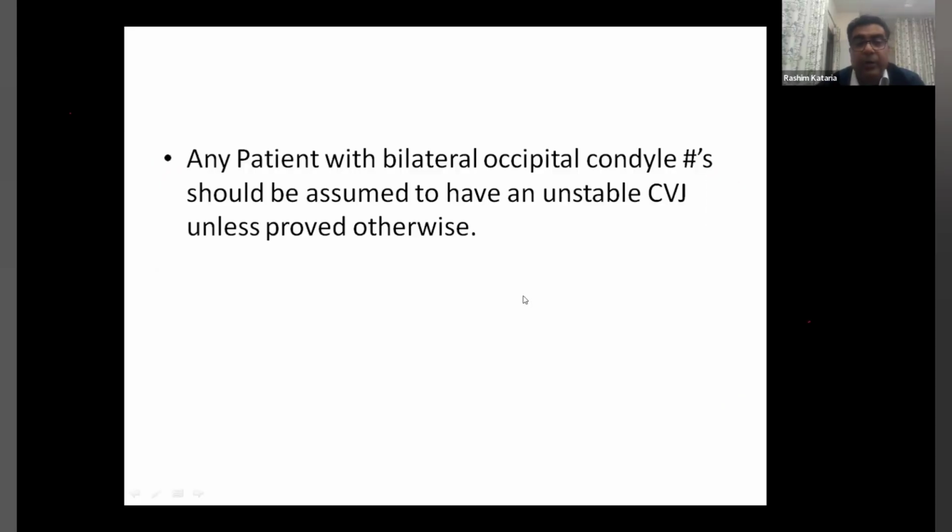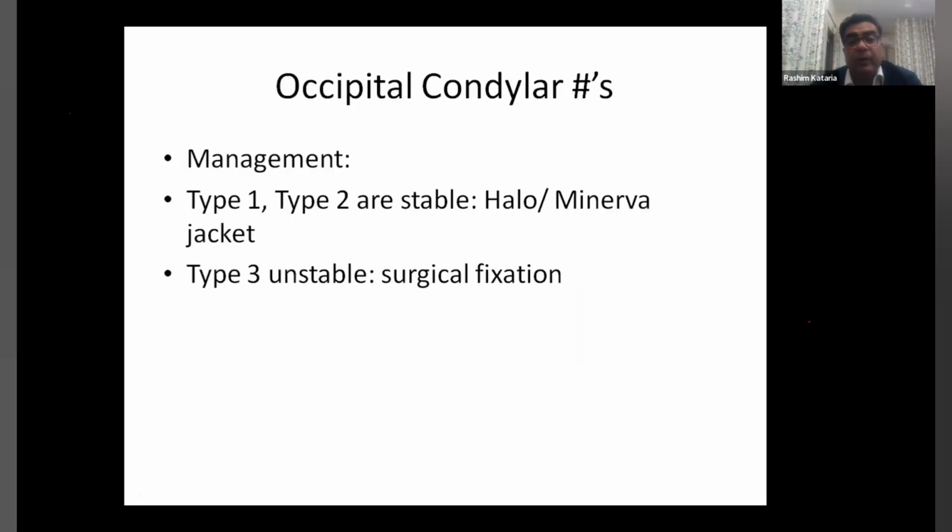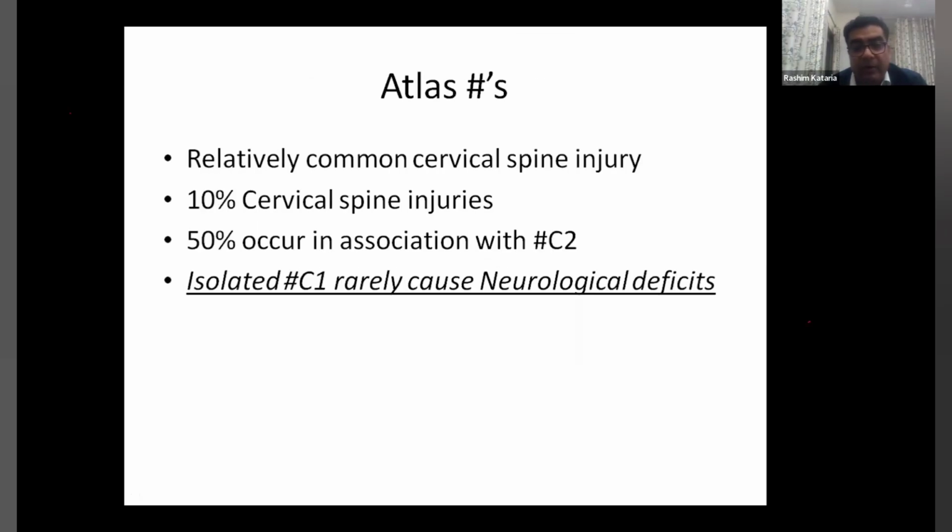So this I want to reiterate. Any patient with bilateral occipital condyle fracture should be assumed to have an unstable CV junction unless proved otherwise. This is very important. Coming on to occipital condyle management, type 1 and type 2 fractures are stable and can be managed in a halo jacket, and type 3 are unstable and require surgical fixation.